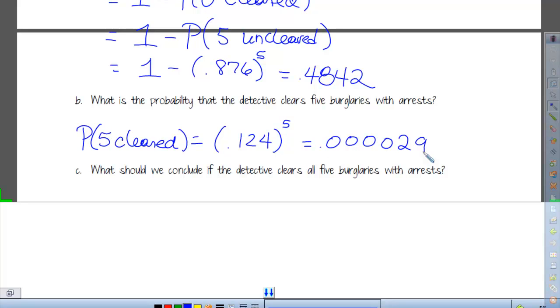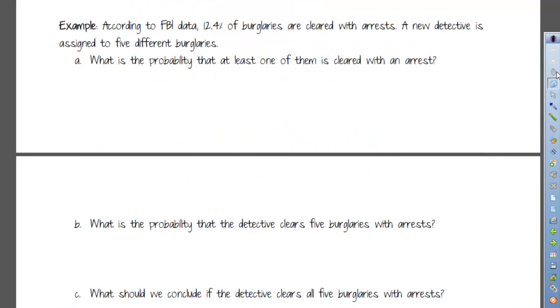All right, very good. Okay, so what should we conclude if the detective clears all 5 burglaries with arrests? Okay, that was a jump, but okay. He's very good. Or maybe we could say they gave him easy cases. Okay, but it's really unusual that that would happen. Okay, he might be crooked. Okay, as was suggested. All right, questions about that? All right, let's see. Maybe one more, then we're moving on.